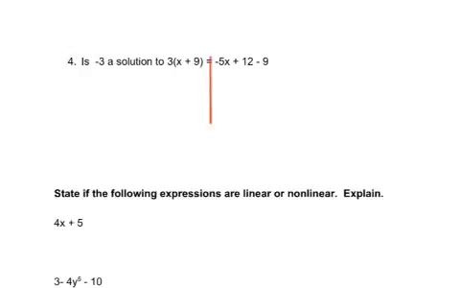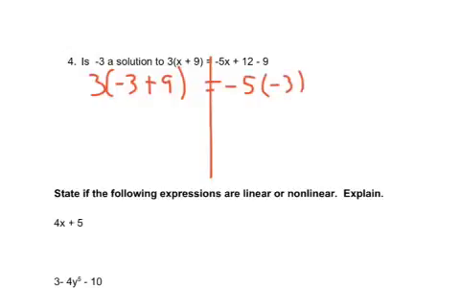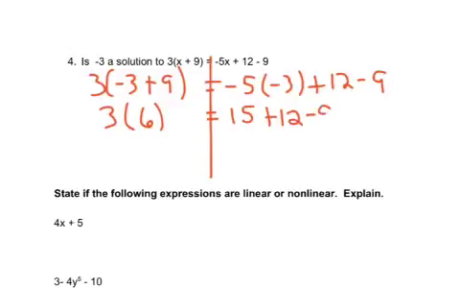Okay, same thing. So I would have 3 instead of x. I plug in negative 3 plus 9. I want to know if it equals negative 5 times negative 3 plus 12 minus 9. Remember, all I did was plug in my negative 3 anytime I saw an x. So I would have 3, and then negative 3 plus 9 is 6, equals negative 5 times negative 3 is a positive 15, plus 12 minus 9.